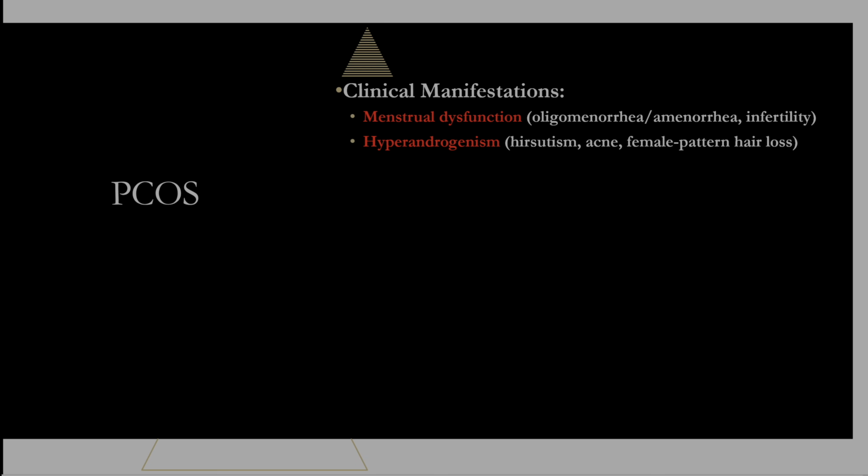Okay, so menstrual dysfunction, oligo or amenorrhea, and hyperandrogenism. These are the two I want you to focus on, but of course, be aware there are other potential clinical manifestations, metabolic issues like obesity, insulin resistance, but focus on the menstrual dysfunction, infertility, and hyperandrogenic features. Let's talk about diagnosis next.